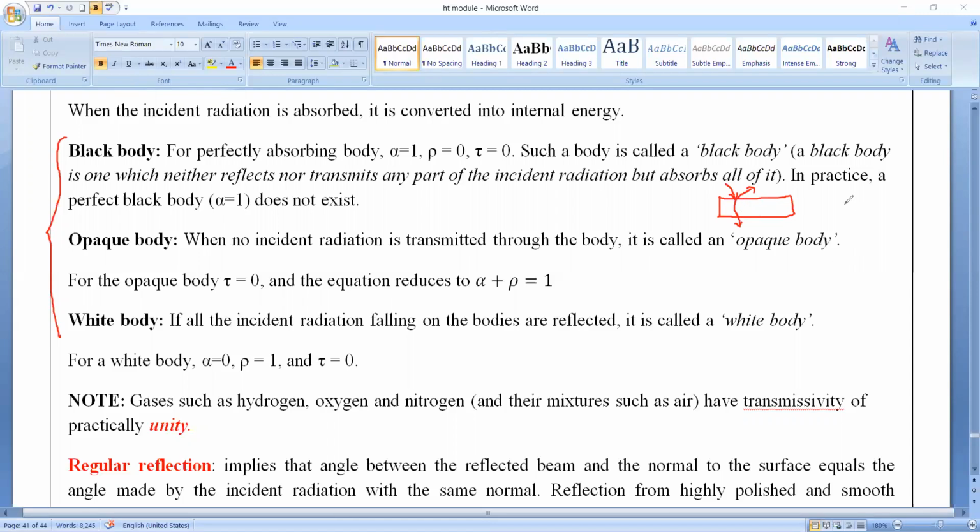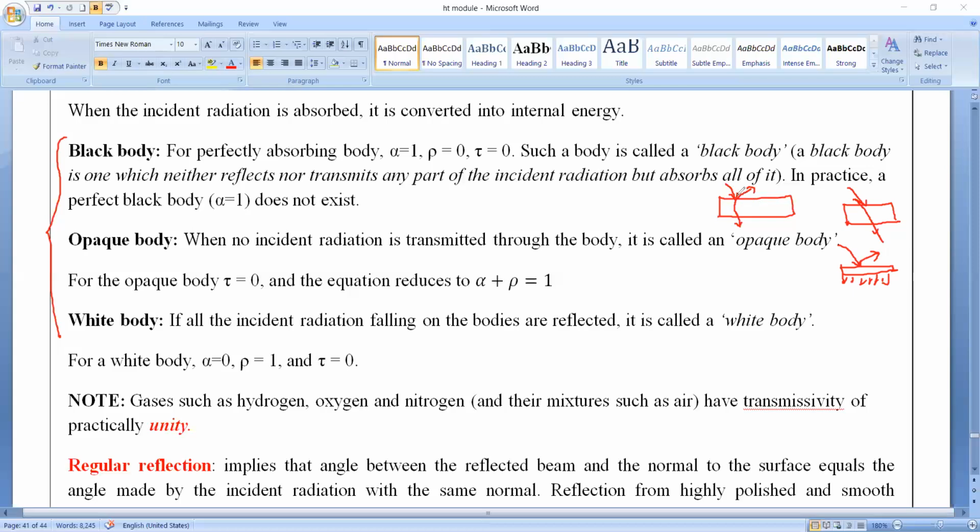On the other side, if we consider a transparent glass, and a light is falling on the surface, then definitely the light will transmit through this body, because this is a transparent body. Similarly, if we consider a mirror, and a light or radiation is falling on this mirror, definitely it will reflect, because of the surface property. But in a black body, neither will the rays be transmitted nor reflected.